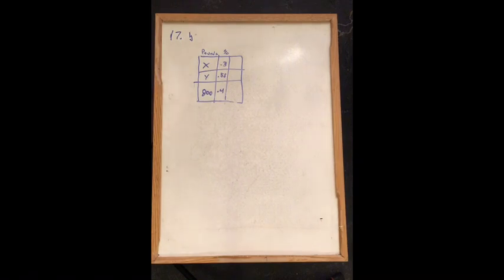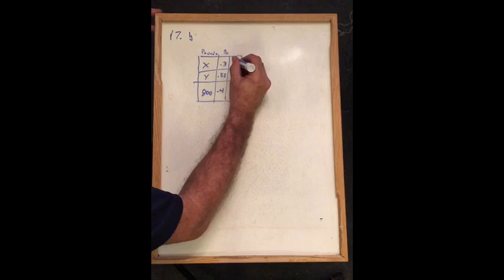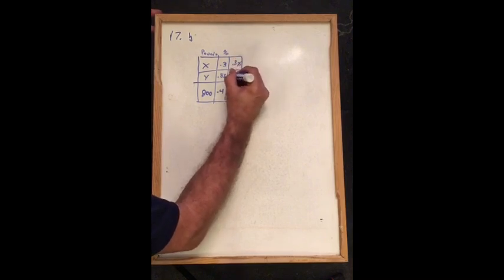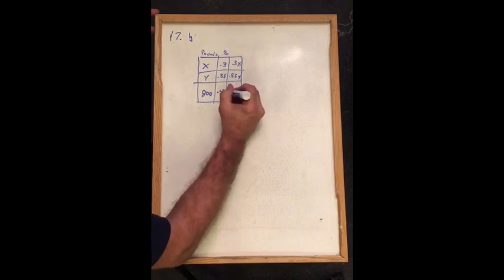Okay, for 17B, we have an alloy that has 30% silver, that's 0.3, and 55% silver, that's 0.55. We don't know either one of these values, but we know that it has to be 800 at 40% when we're done. So we're actually going to multiply across here to get 0.3x, 0.55y, and then 0.4 of 800 is 320.